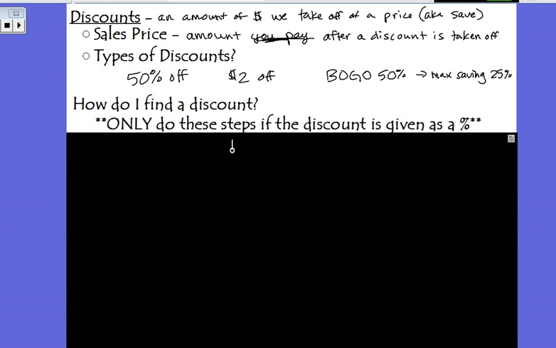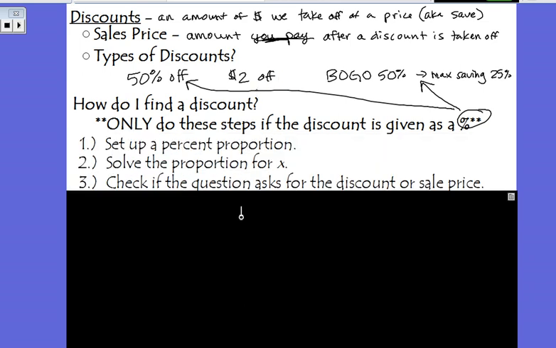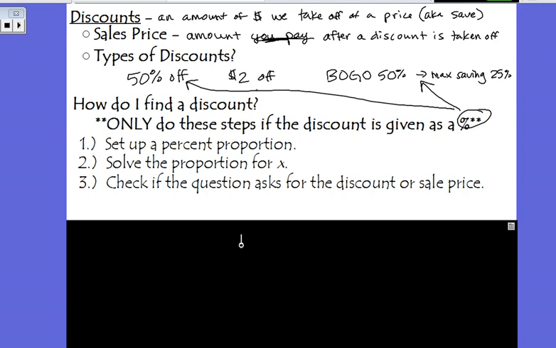Now, you're only going to do this if your discount is given as a percent. So that means for this guy and for this guy. We're not doing it if it's $2 off because that is the discount. We already know the discount here. The steps are the same. The only difference is if we get the discount, we're done because X is equal to the discount. But if they ask us for the sales price, we need to then take the original cost and subtract the discount.